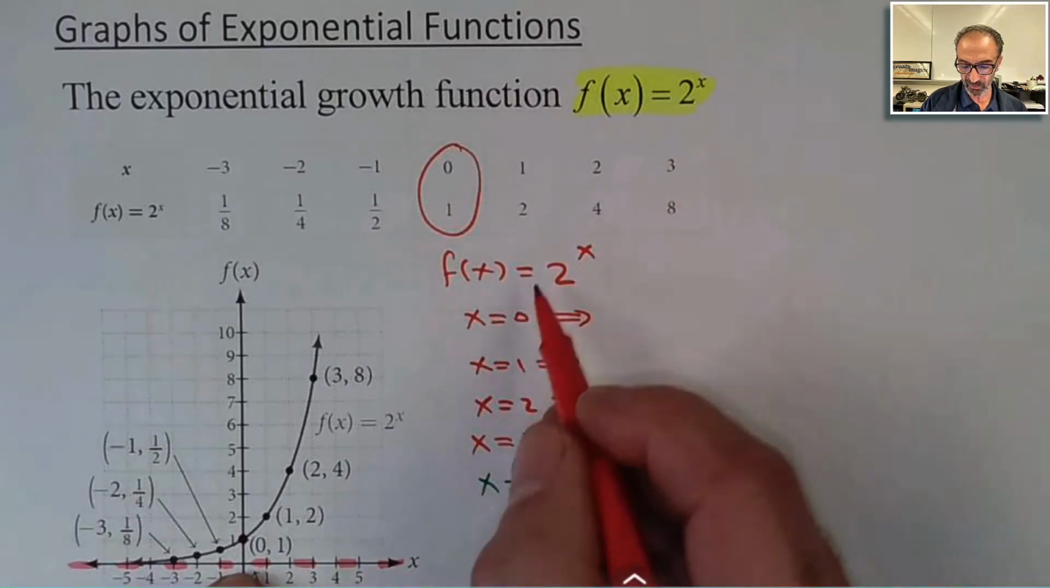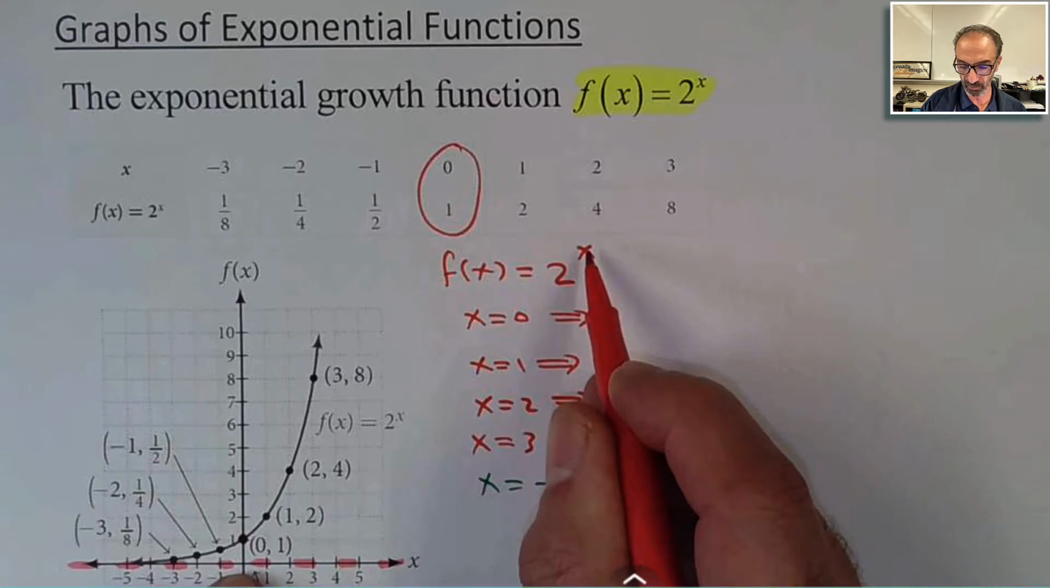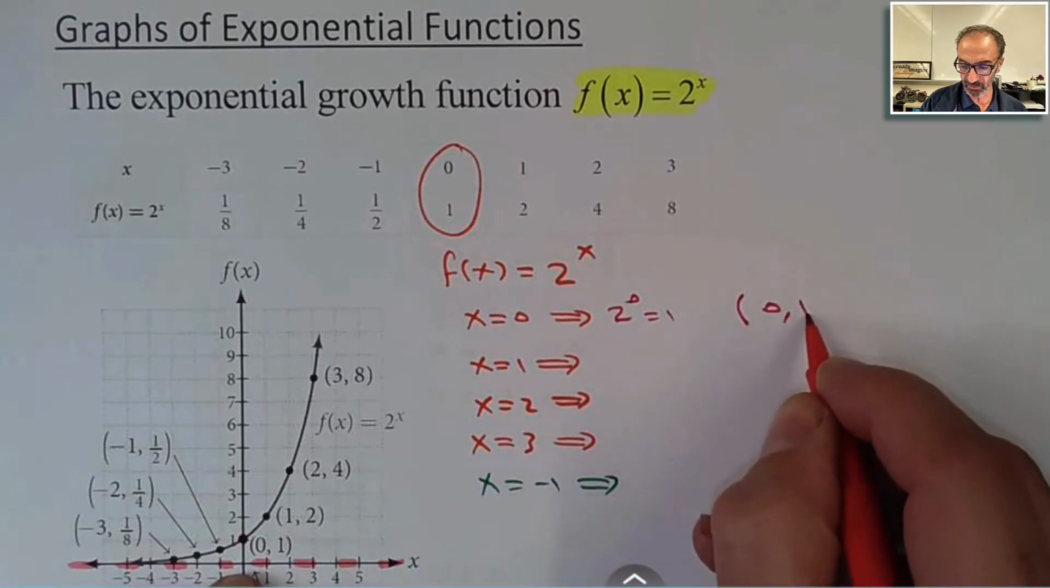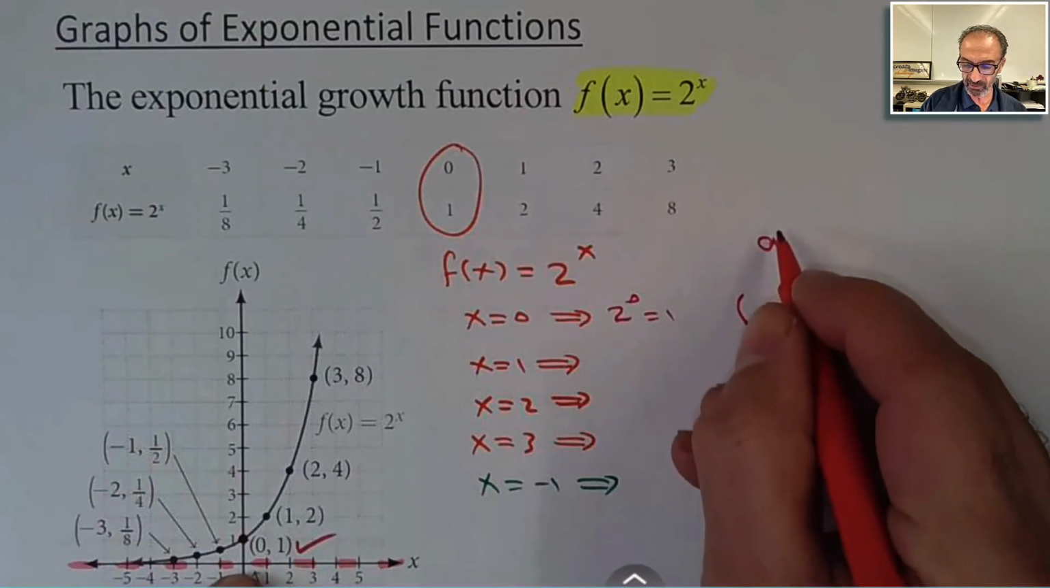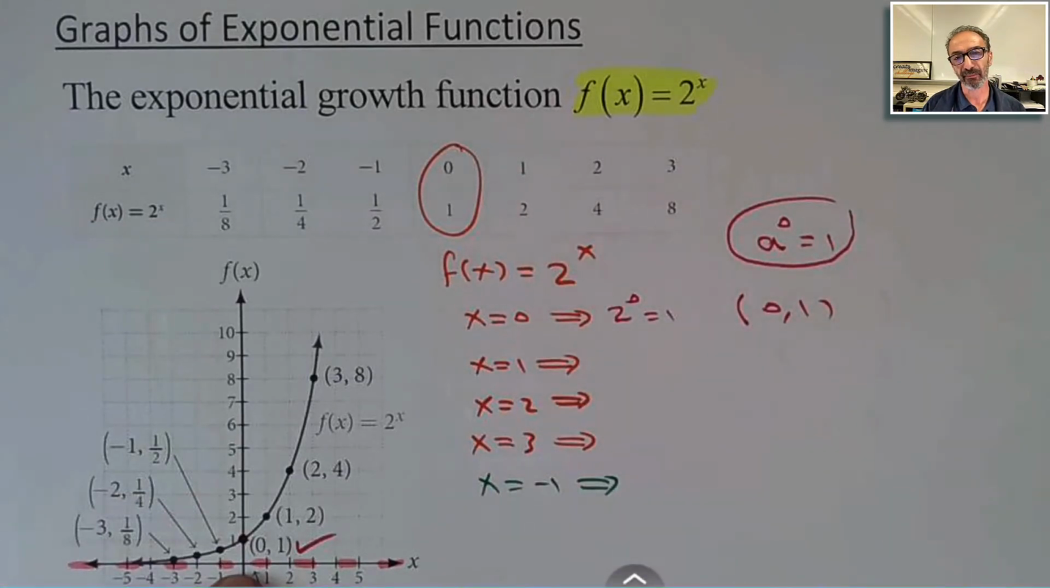Here's my function written again. When x equals 0, 2 to the power 0 is gonna be 1. So my ordered pair will be (0, 1), which is right there. Anything raised to the power 0 is 1. That's one of the rules.